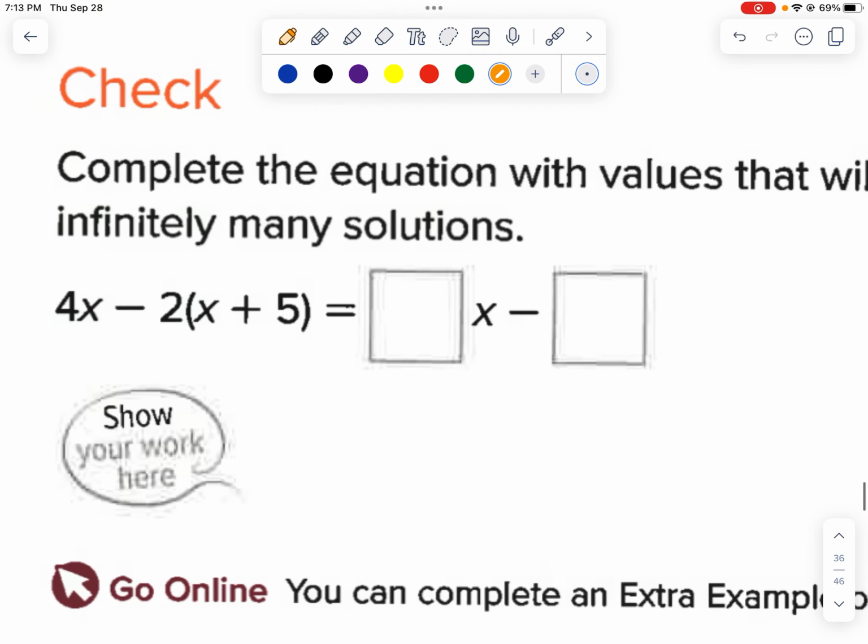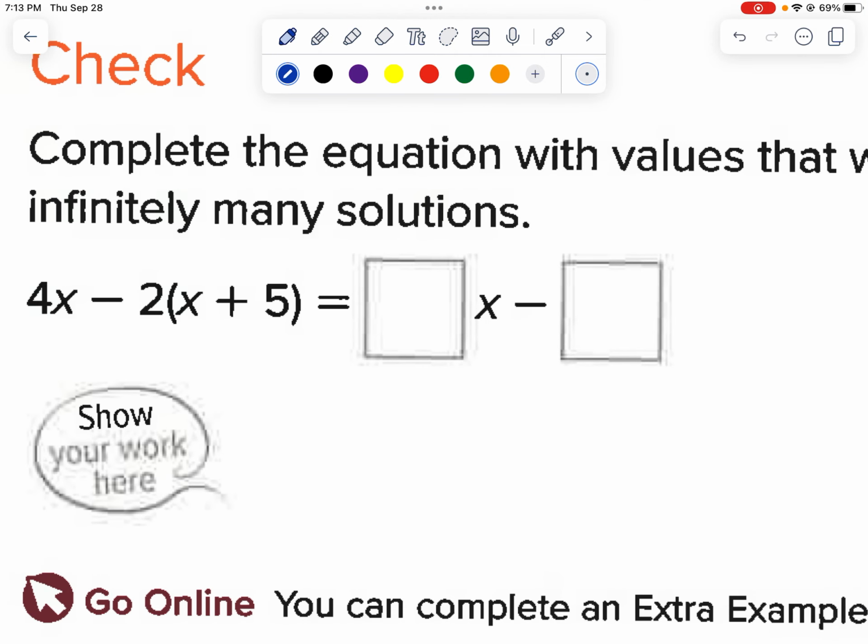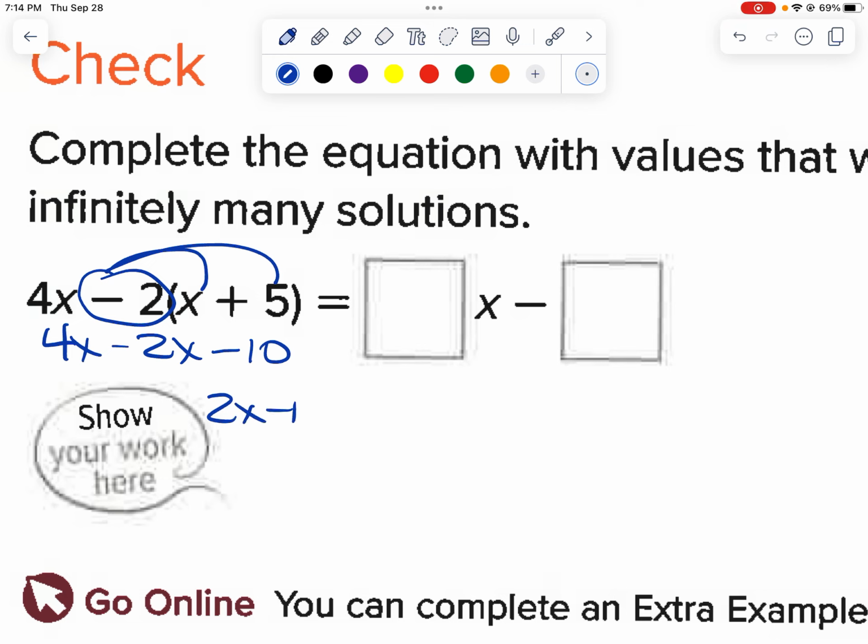Down here, again, I have to have the same. So first I need to simplify. So 4x, I multiply this through, and I get minus 2x, multiply here, minus 10. So I get 2x minus 10. So it has to be the same on both sides. 2x minus 10.